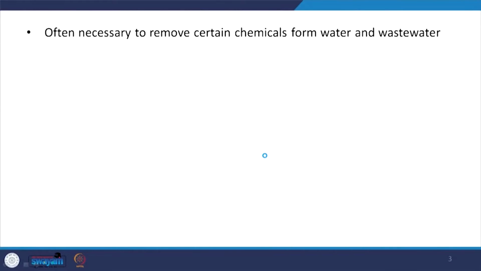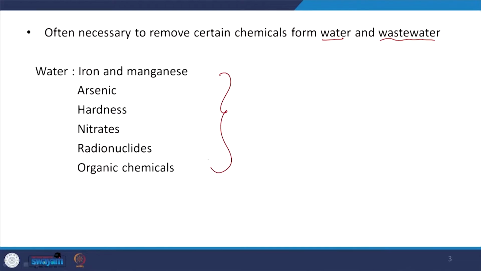In general, in water and also wastewater, we need to remove certain chemicals. We looked at the general aspects. In water, depending on where you are, you might need to remove these. In India, depending on where you are living, iron and manganese will have to be removed. That's relatively easily done with an aeration step or an oxidation step. Arsenic is carcinogenic, and also has non-carcinogenic adverse effects.